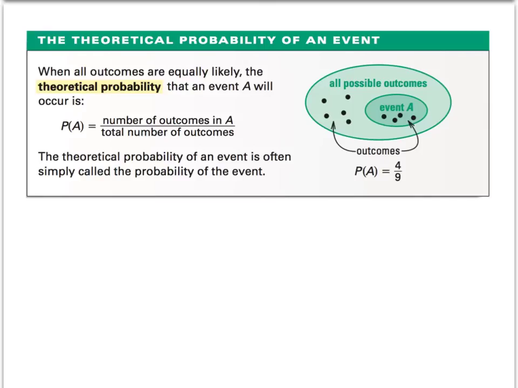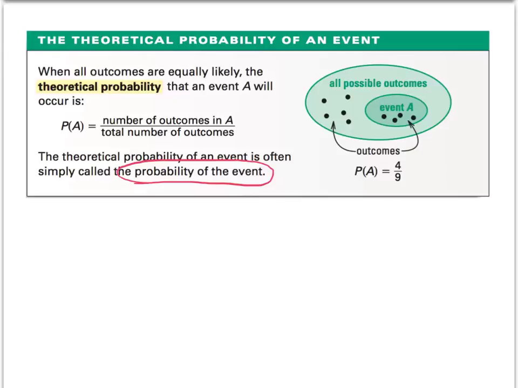In this section, we're going to be talking about two types of probability. We're going to be talking about theoretical probability and experimental probability. But let's look at theoretical probability first. So when all outcomes are equally likely to happen, the theoretical probability that an event A will occur is the number of outcomes in A over the total number of outcomes. So we're going to refer to the theoretical probability as just the probability of an event. So whenever I'm talking about theoretical probability or the probability of an event, note those definitions are interchangeable.